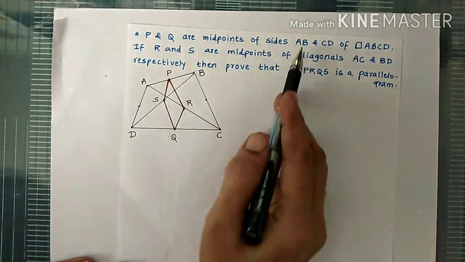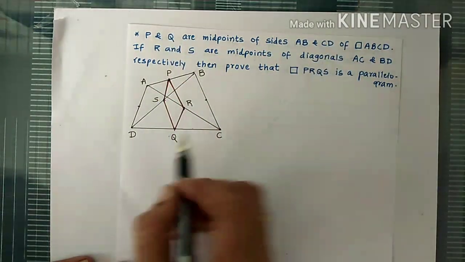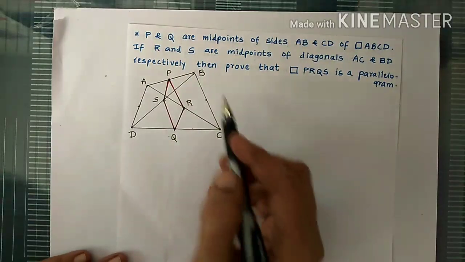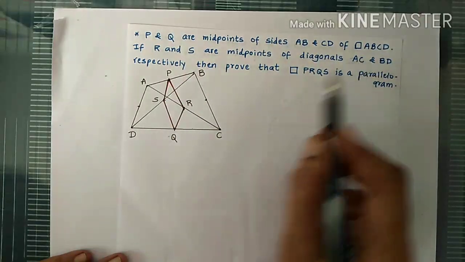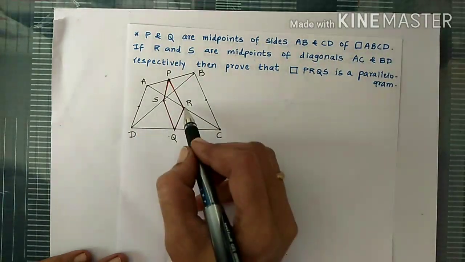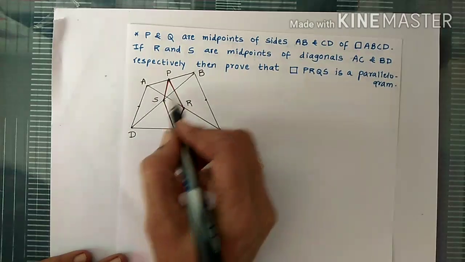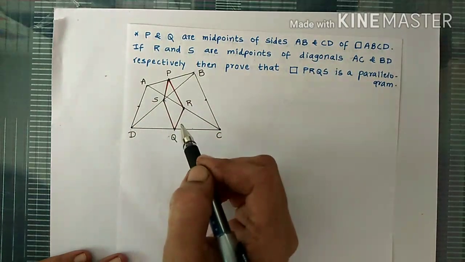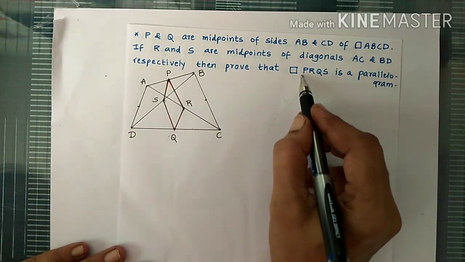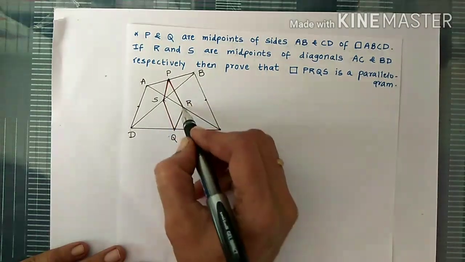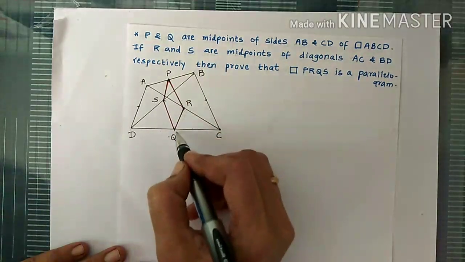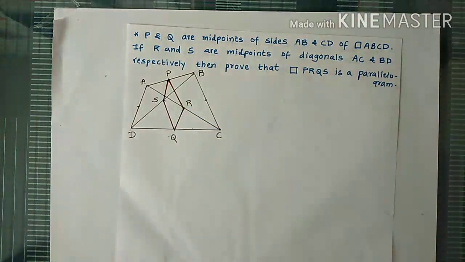Then P is midpoint of AB, Q is midpoint of CD. Next is R is midpoint of AC. So this is AC and R is its midpoint. S is midpoint of diagonal BD. And we have to prove that the quadrilateral PRQS, so PRQS is this, it is a quadrilateral now. And we have to prove that it is a parallelogram. So how are we going to prove that it is a parallelogram?